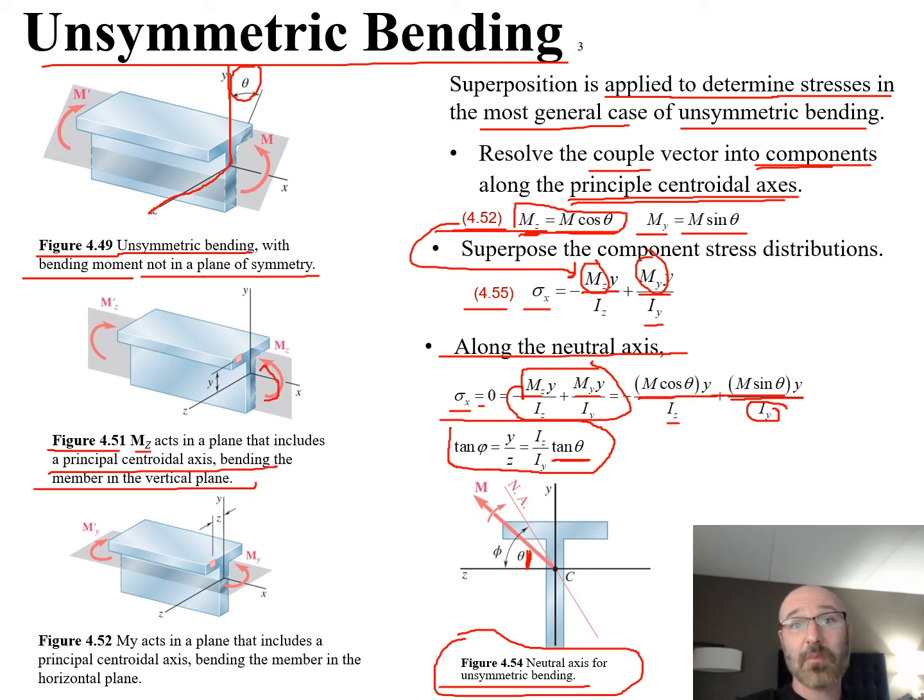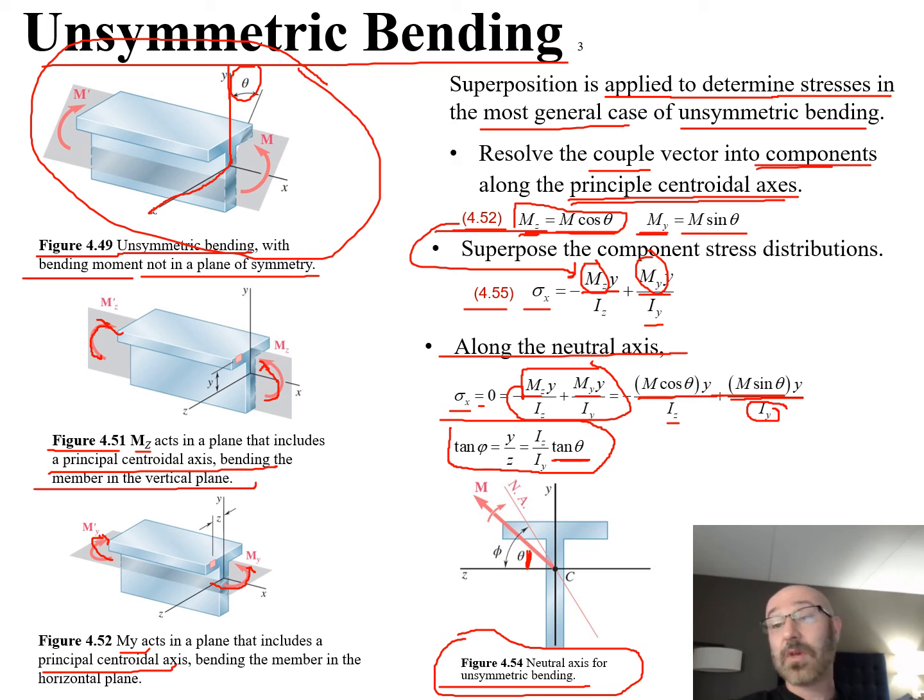So you can see there's your bending moments right there as it acts along that axis, along our y. And then we can see down here in 4.52, my that we solved for up here, this acts in a plane that includes a principal centroidal axis. So we can see that plane right there. You can see the bending of the member in the horizontal plane like that. So just a visual representation of your Mz and My. We broke down those components from this figure 4.49 in the top.